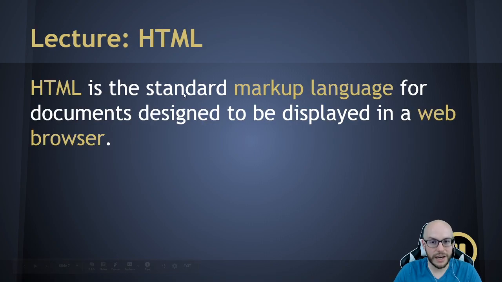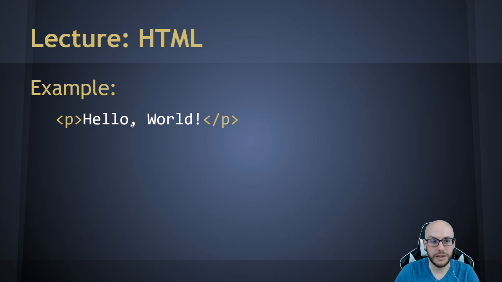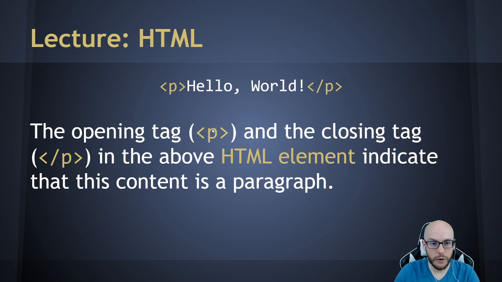So HTML is the standard markup language for documents designed to be displayed in a web browser. It defines the structure of a web page through things known as HTML elements. They are pieces of content like text or images wrapped in an opening and closing tag. Here's an example. We have an opening tag, right? We notice that this tag uses less than, greater than symbols, or angle brackets. And P, this is my opening tag, and the closing tag is essentially the same one, but with a slash. This whole thing is considered an HTML element.